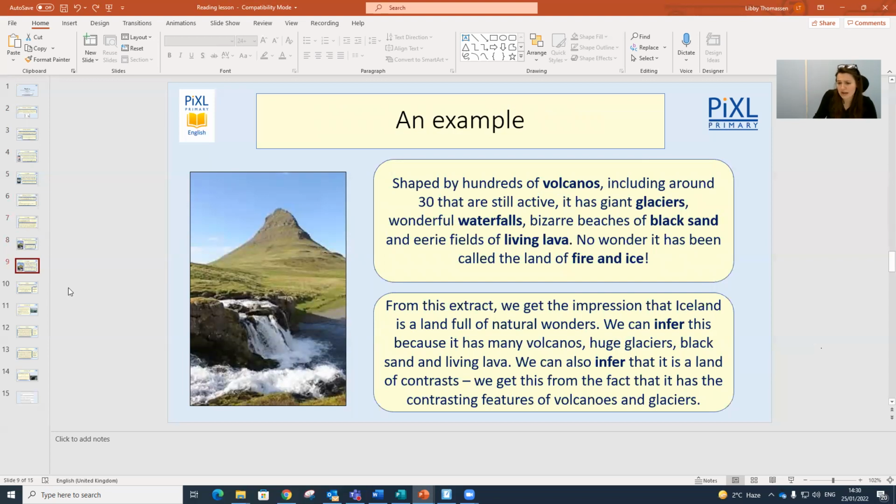So from this extract, we can infer that this land is full of natural wonders. We can infer this because it's got volcanoes, it's got black sand, it's got lava. And we can also infer that it is a land of contrast. And we get that from the fact it's got the fire and the ice. So the author didn't directly tell us that, but they inferred it.